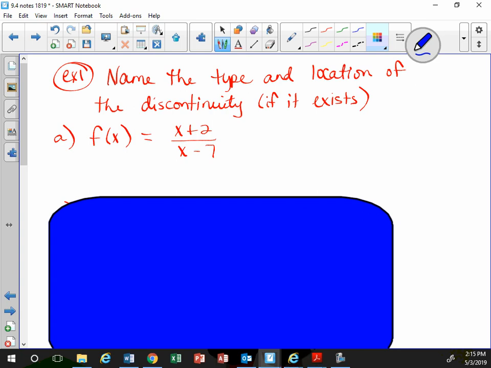Raise your hand if you think this is a jump. Raise your hand if you think it's infinite. Raise your hand if you think it's a hole. Wait, there's no discontinuity? No, there is, but it's infinite. Where's it at though? A hole is when it becomes a solid point.